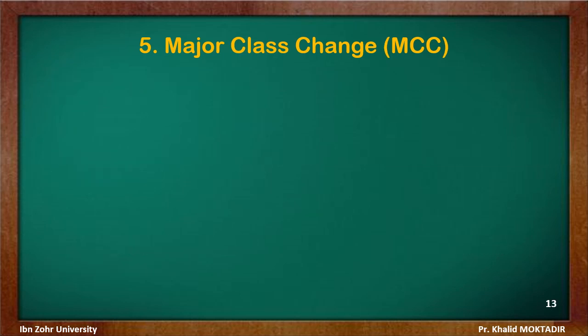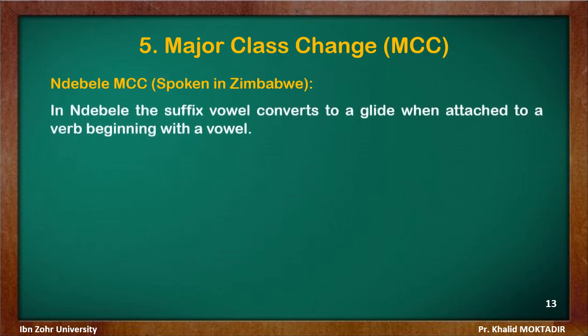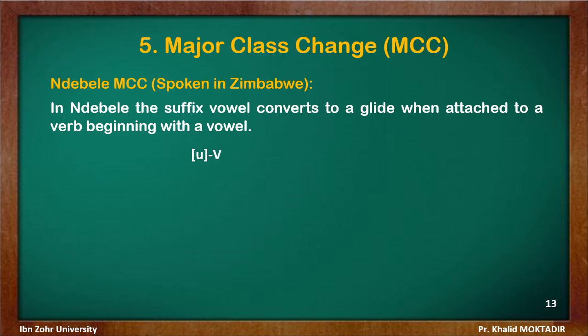Now look at this example from Ndebele, spoken in Zimbabwe, where we have a vowel changing into a glide to avoid a situation of hiatus. When you have the vowel U followed by another vowel, this vowel U becomes the glide W. Look at the data below.